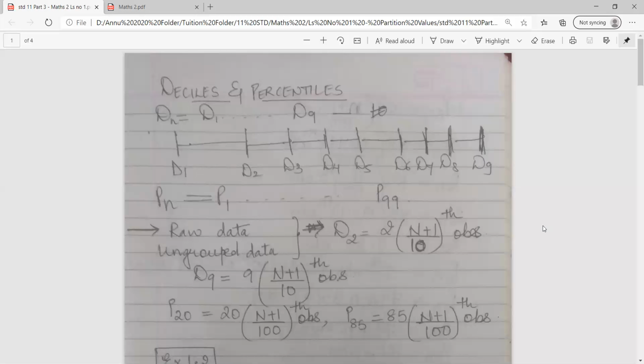If you have listened to exercise 1.1 properly, all the formulas related to raw data, ungrouped data, and grouped data are similar. Only the denominator and the first number in front of the bracket will change. The entire procedure is the same as I have explained in exercise 1.1.